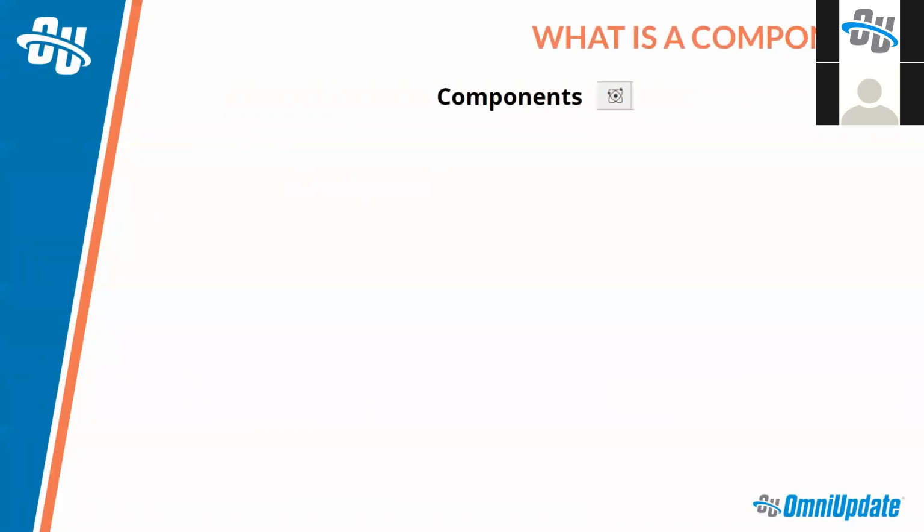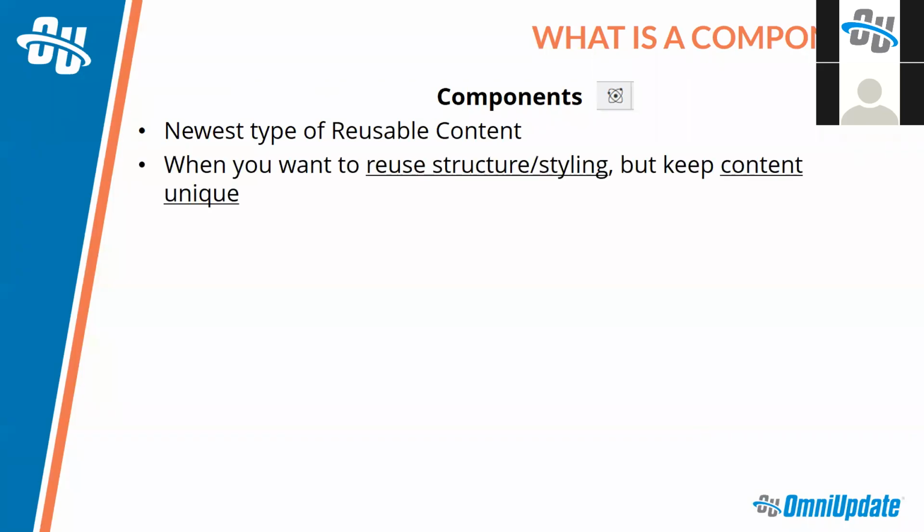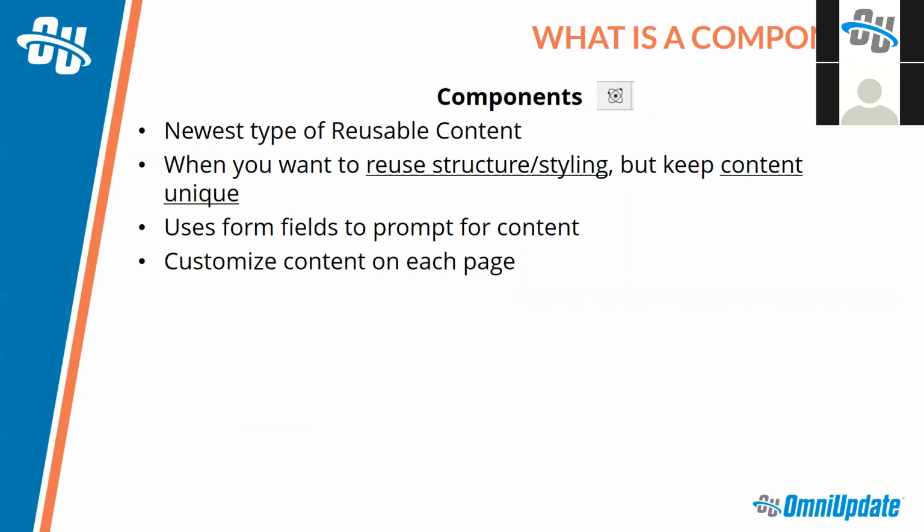So jumping right in, looking at a component, this is the little symbol that you'll see in your toolbar that signifies what you are looking at is a component, or that you're going to insert a component. And a component is our newest type of reusable content. So we already have assets and snippets and other reusable content in OU Campus. A component is the newest way that allows you to reuse your structure and your styling, but your content remains unique per page. So it has a form-based entry. It uses different form fields and allows you to prompt the user for the content that will be on the page. So therefore, it can all be customized.